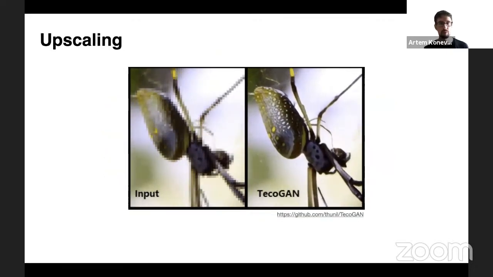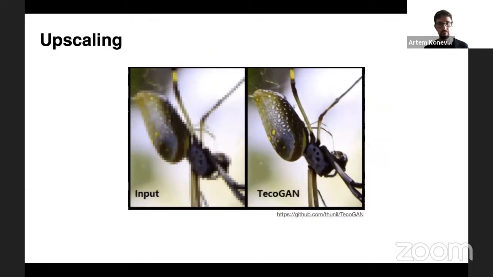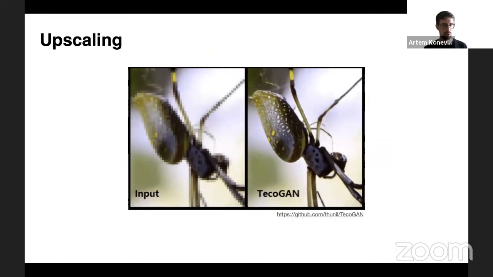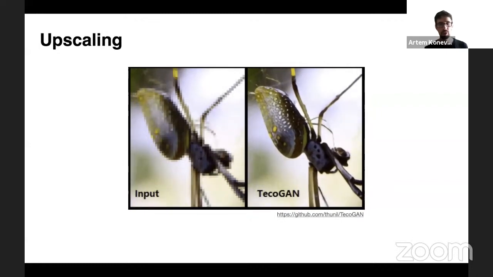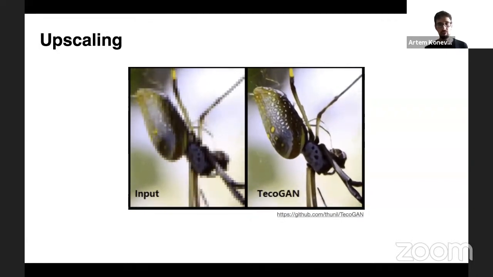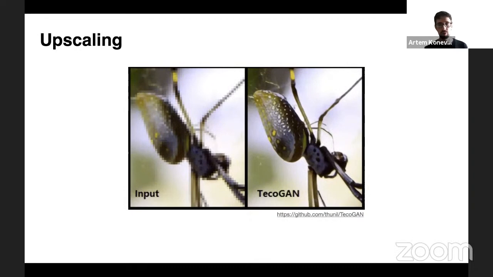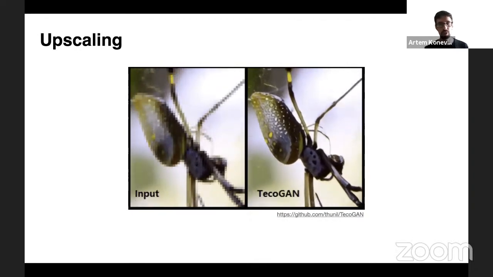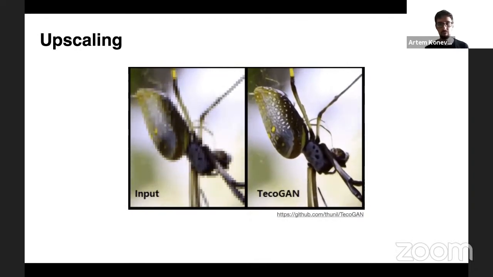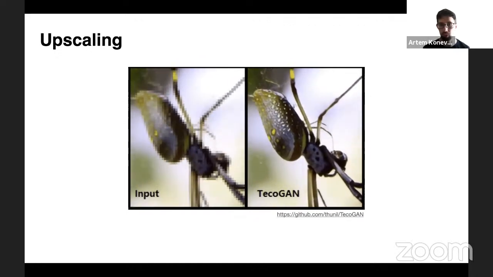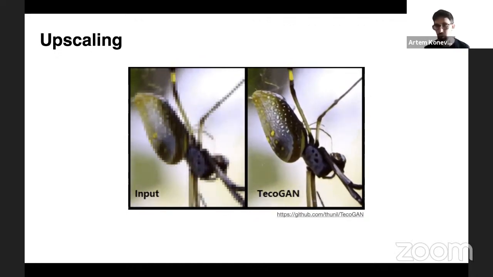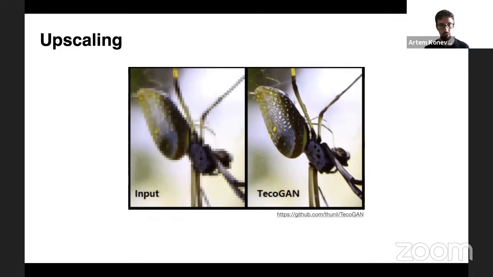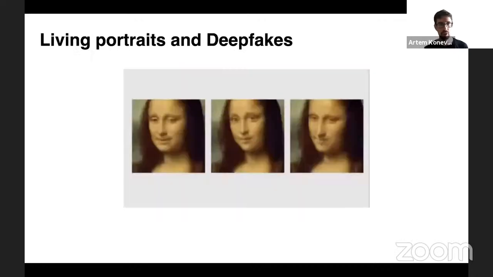Also, it's used for upscaling. If we train a GAN on pairs of images, a pixelated one and a high-res one, we can then use it to generate high-res images. And now there are a lot of tools built into Photoshop and some other photo editors that allow you to upscale images.